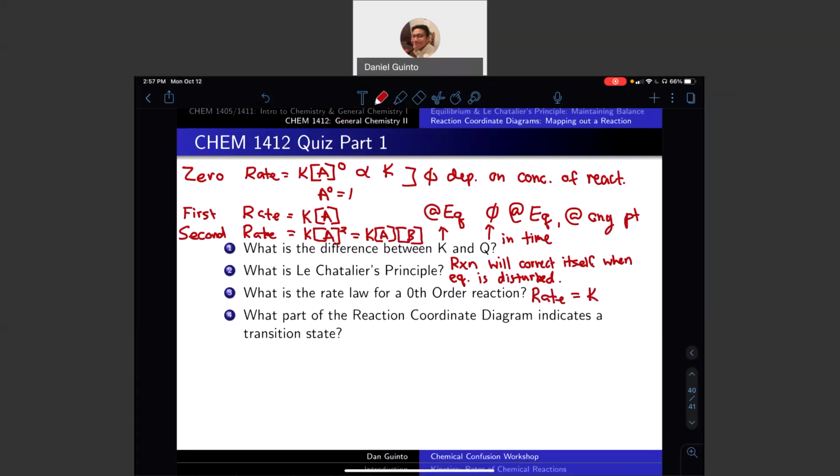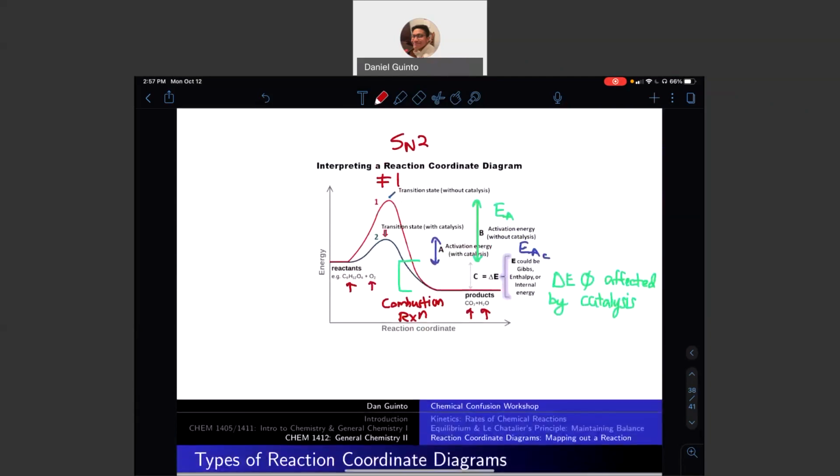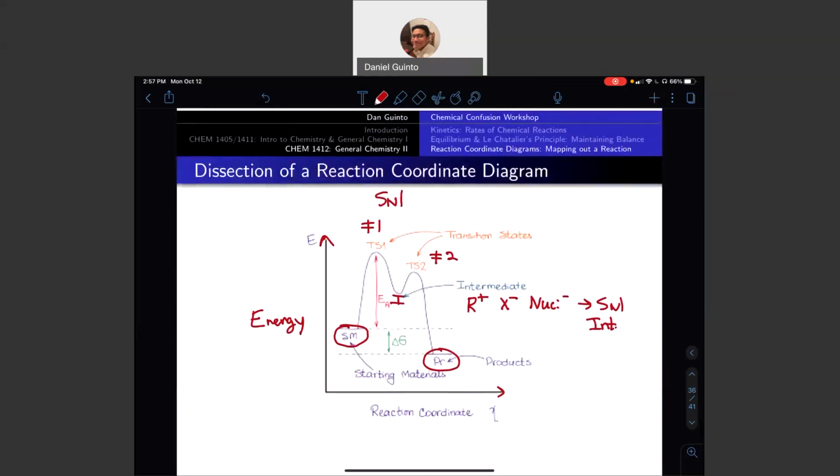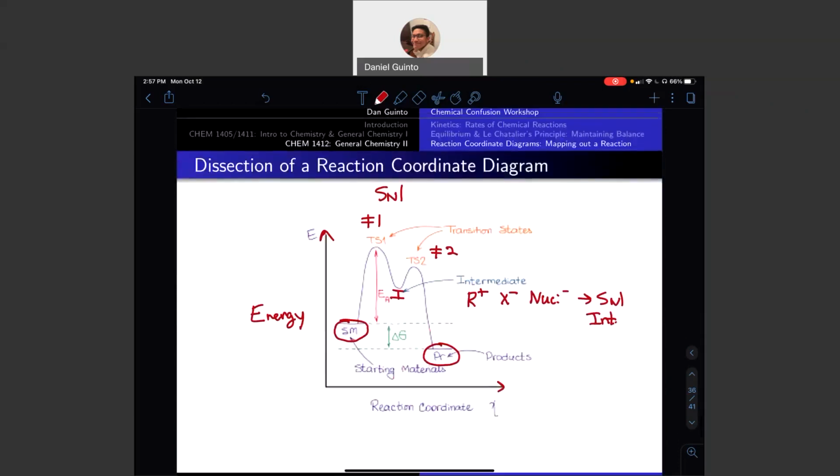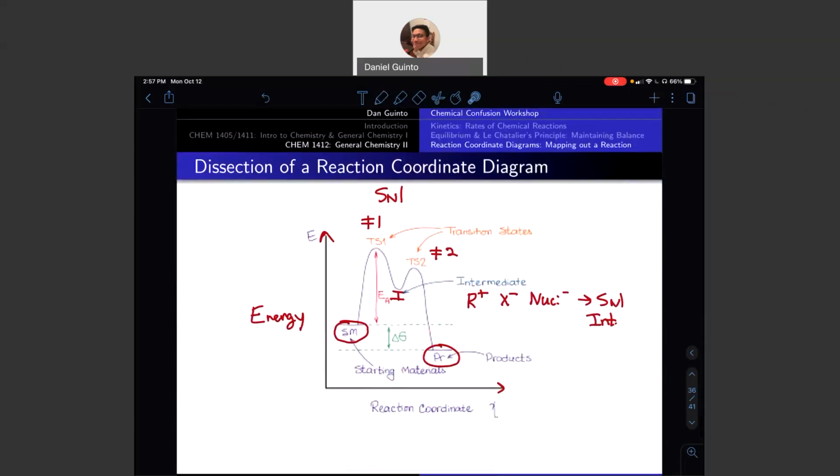And then the fourth question asks us, what part of the reaction coordinate diagram indicates a transition state? There are a lot of parts that we learned about, so let's look back at them. Right over here, we have our products, reactants right over here, and then we have our intermediate right over here, and then our transition states.